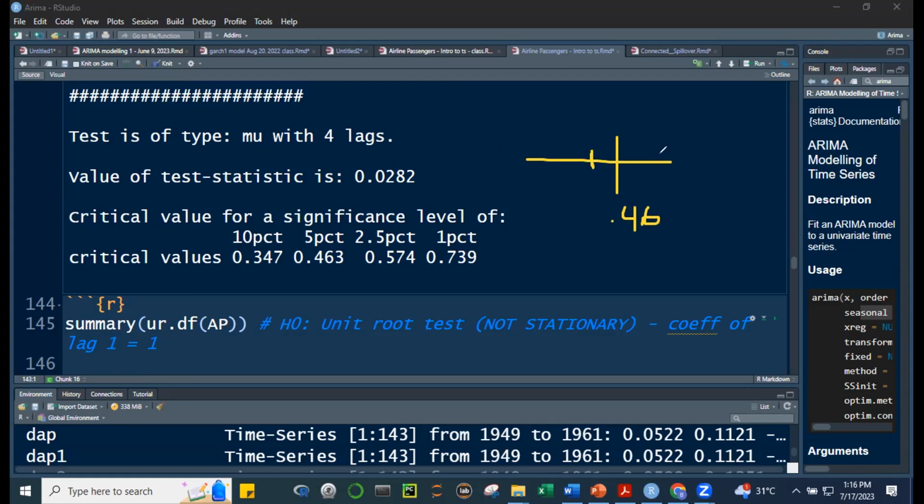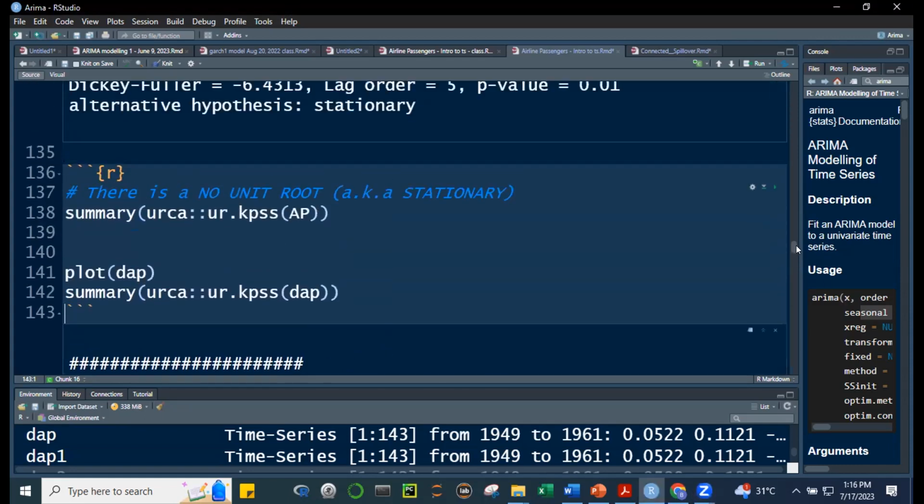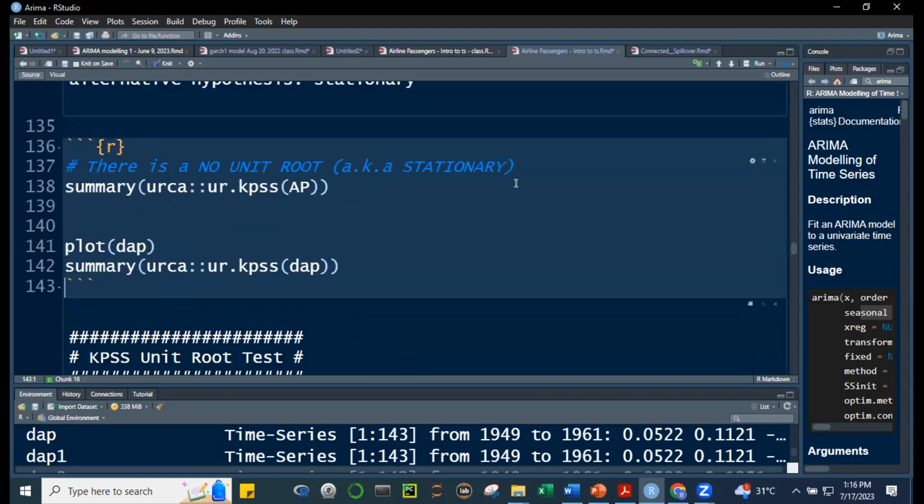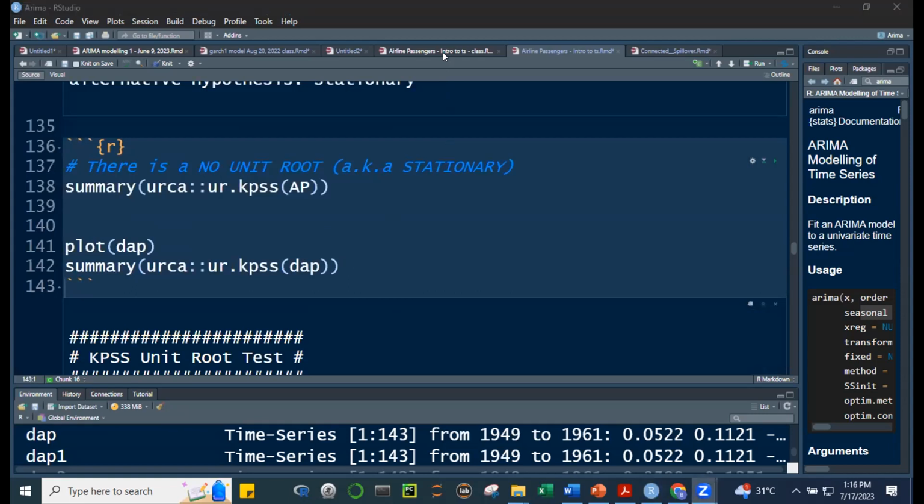It's to the left of the critical value. Therefore, this is not in the rejection region. So for this one, we fail to reject the null hypothesis. Di ba? Ang null hypothesis natin dito sa KPSS test, no unit root, aka stationary data. So for DAP, we fail to reject the null hypothesis that our data is stationary, which is correct kasi alam natin na DAP, the difference AP, is stationary.